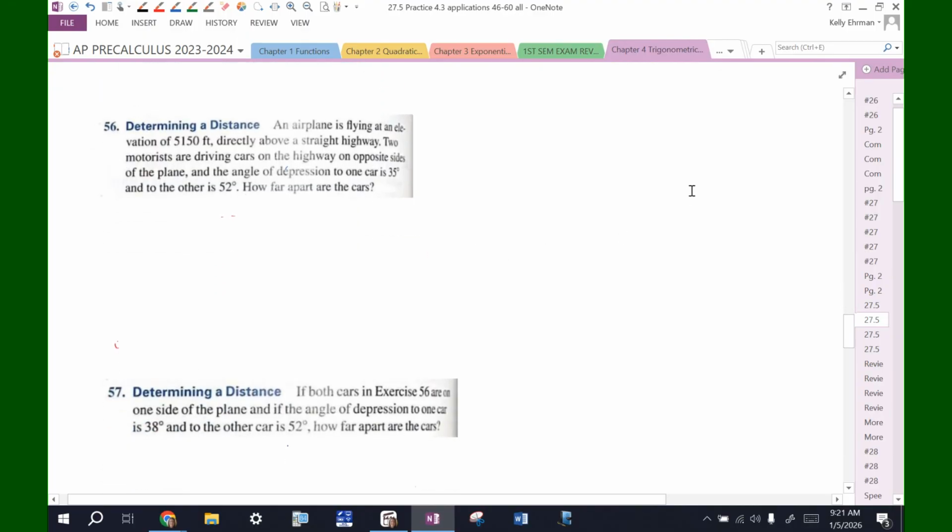56, determining a distance. An airplane is flying at an elevation of 5,150 feet, directly above a straight highway. Two motorists are driving cars on the highway on opposite sides of the plane. That means this. Normally we draw a right triangle, right? The elevation of the plane is the vertical distance, 5,150. We're directly above the straight highway, so that means we have a right triangle. The cars are on opposite sides.